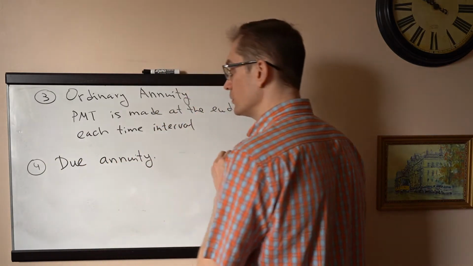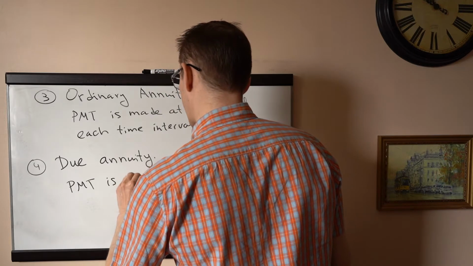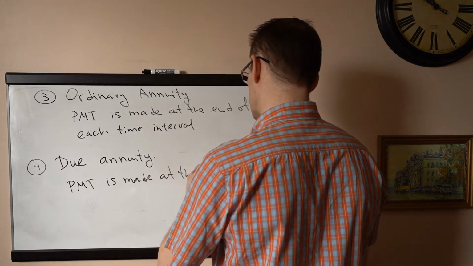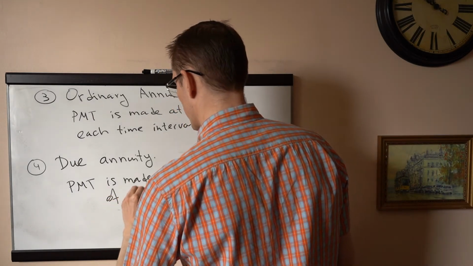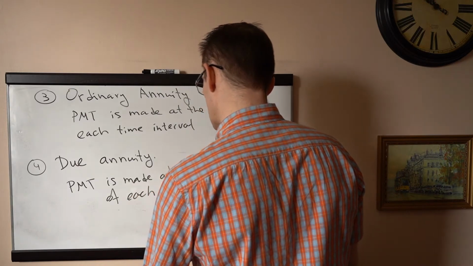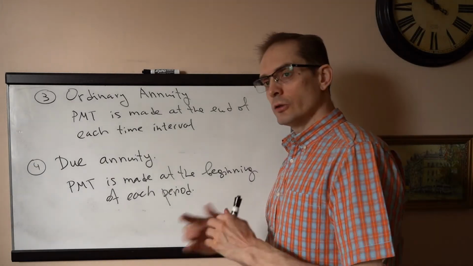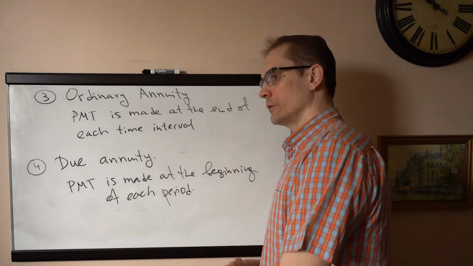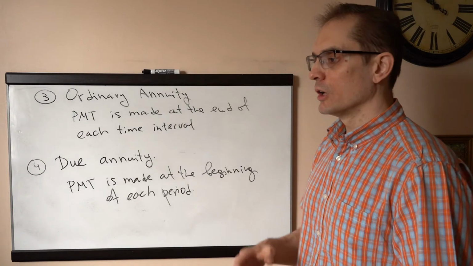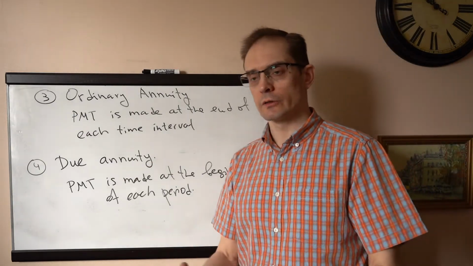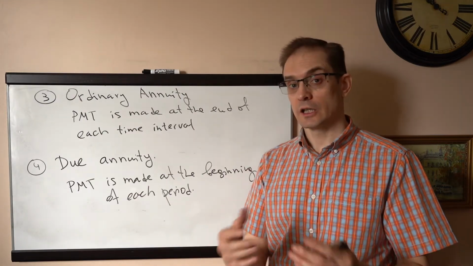Due annuity is when the payment is made at the beginning of each period. So it looks like a due annuity is simply not an ordinary annuity. You remember how we defined a general annuity as not a simple annuity? So it looks like a due annuity is not an ordinary annuity, but it's not really the case. If an annuity is not ordinary, it's not necessarily automatically a due annuity.